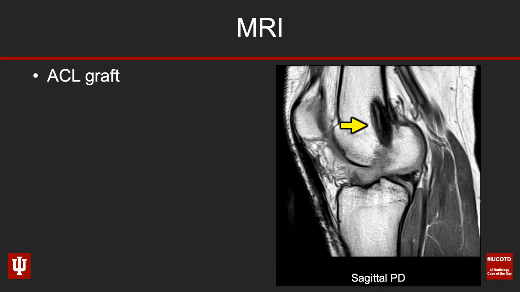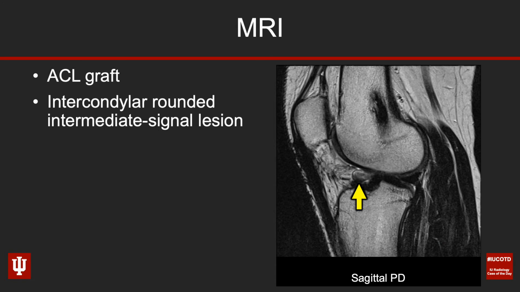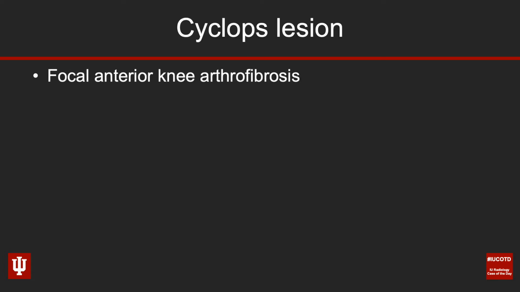Let's go through the images and the findings. We see that this patient has undergone an ACL repair. In the intercondylar notch, anterior to the ACL graft, we have a rounded, heterogeneous, intermediate to low signal lesion. This is a good case of a cyclops lesion.